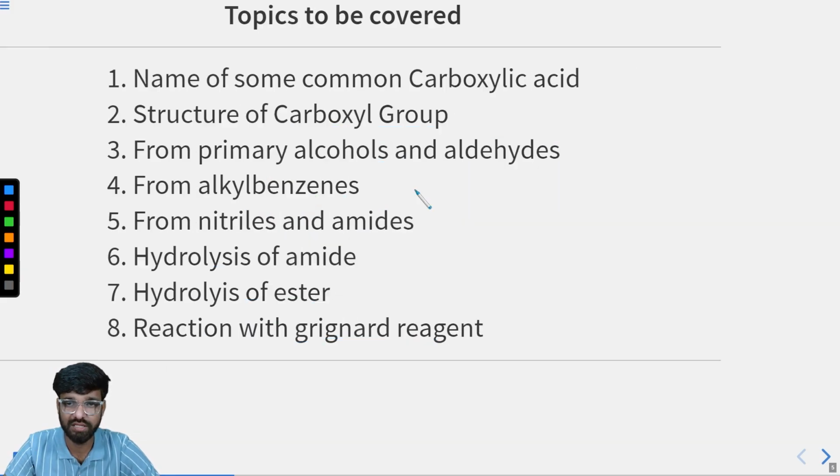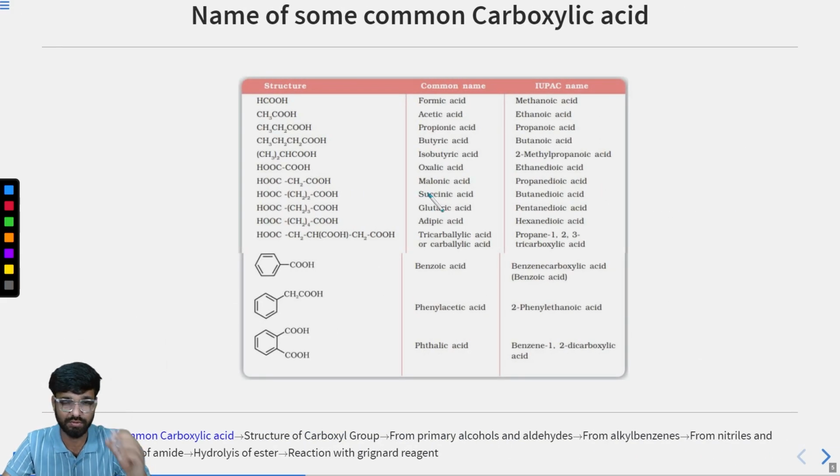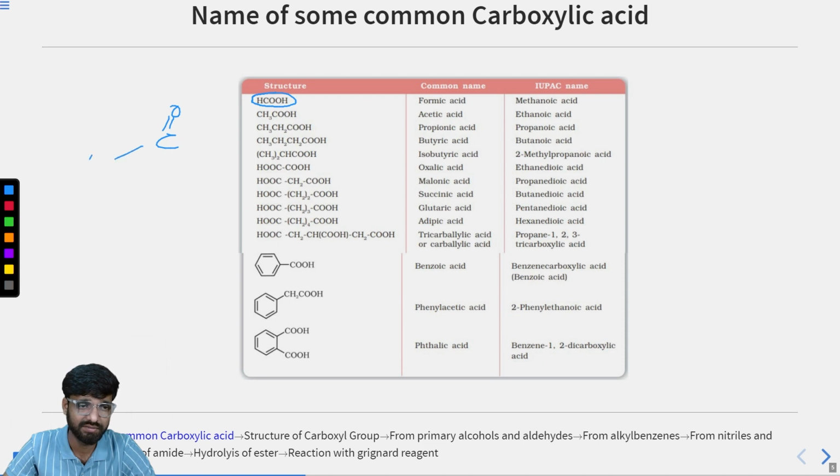So first of all, let us see the list of the carboxylic acids that we will focus on. Starting from the smallest, the primitive member of this carboxylic acid family, it is called formic acid. It is similar to formaldehyde. You must have seen formaldehyde, it was in this fashion. This is formaldehyde. Similar to that we have one carbon only, and it is the smallest member of the carboxylic acid group, that is formic acid.